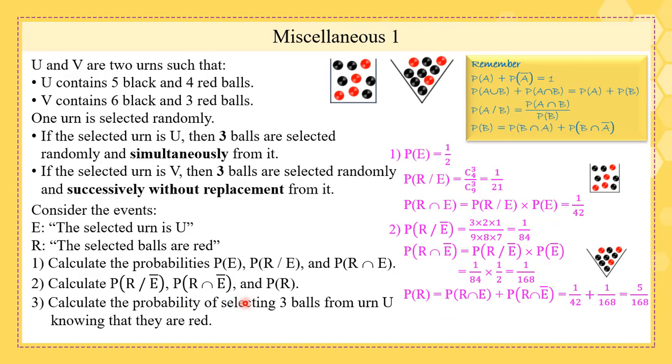Now calculate the probability of selecting 3 balls from urn U knowing that they are red. Pay attention to the terminology, knowing that shows that we have a conditional probability. So let's translate this verbal expression into probability. This is going to be translated as the probability of E given R, which is the probability of E intersection R over P of R, which is 4 over 5.